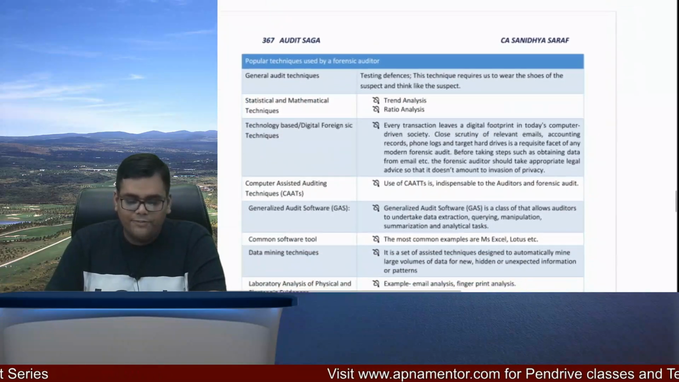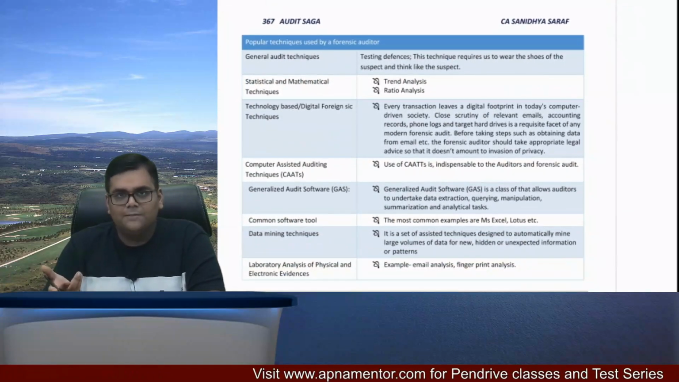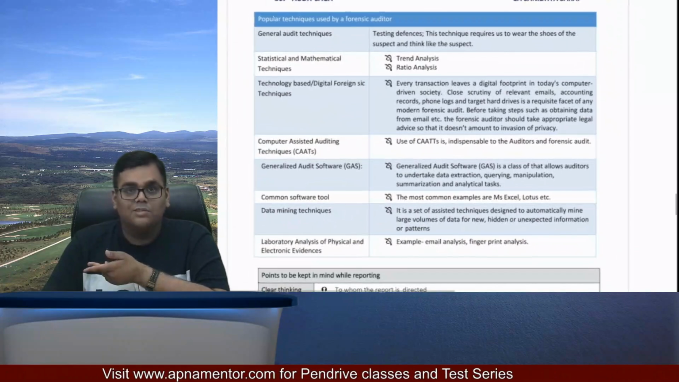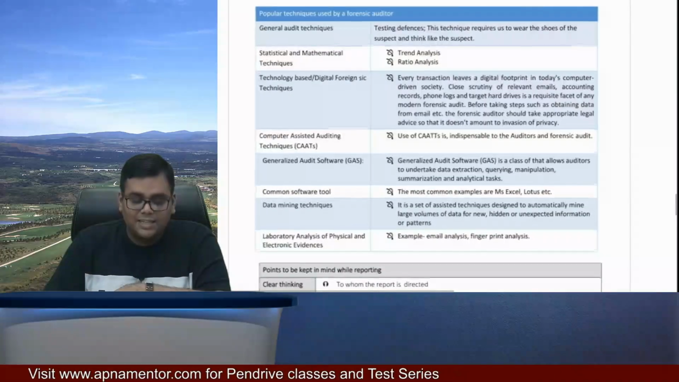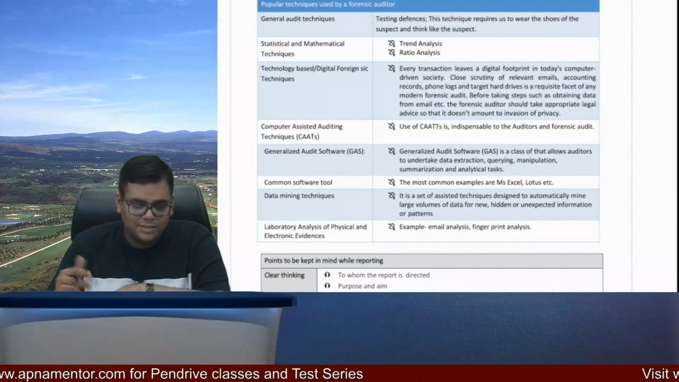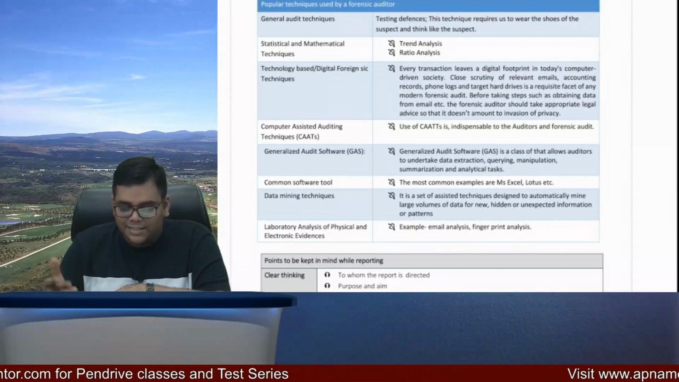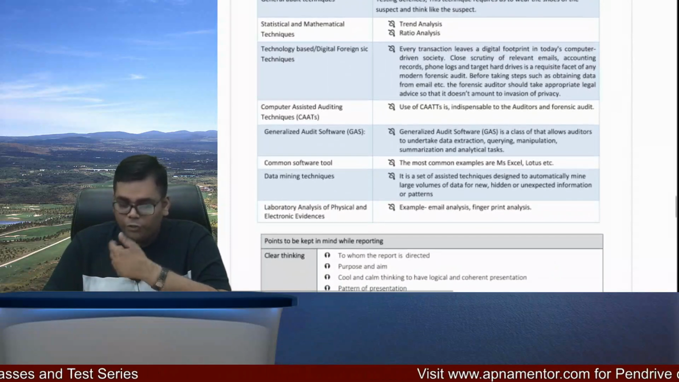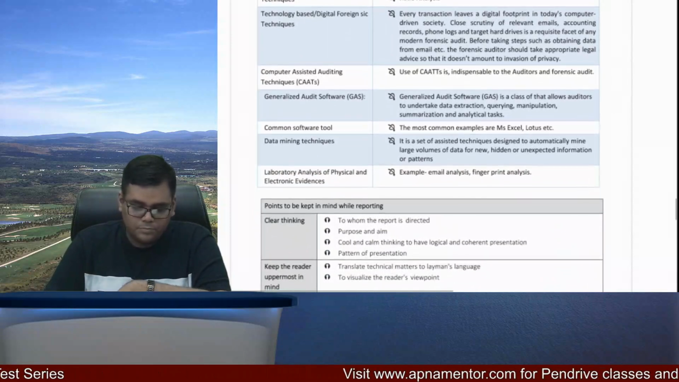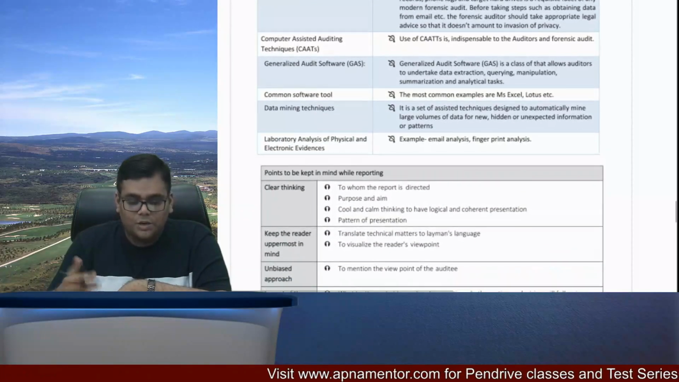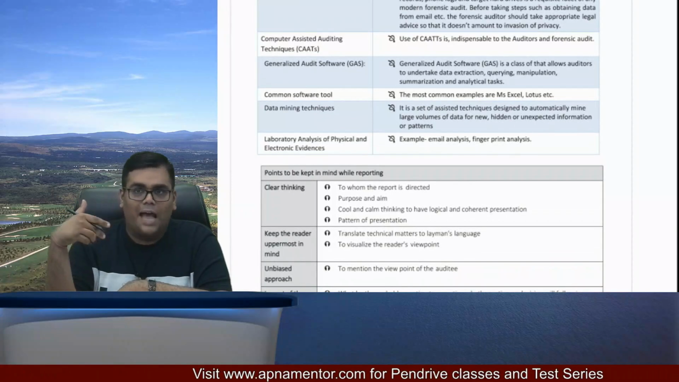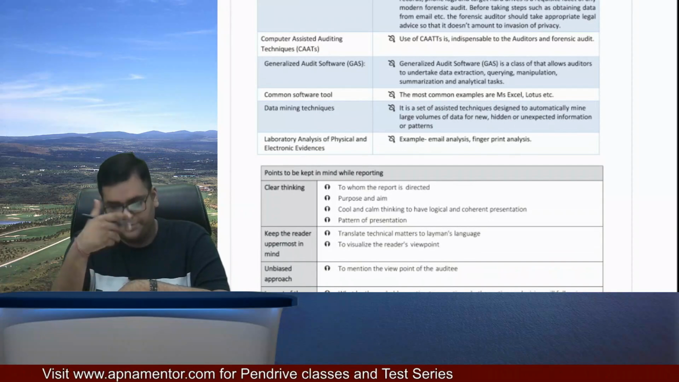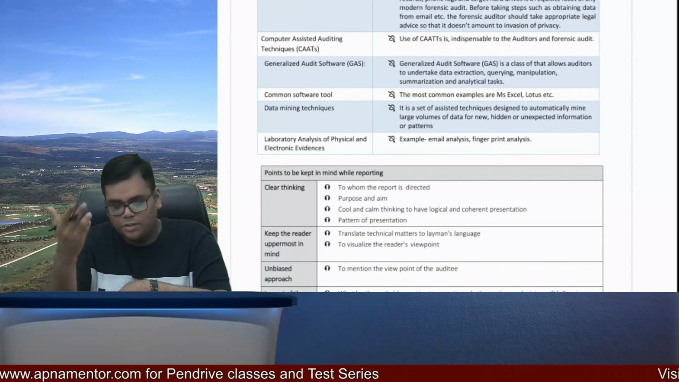Popular techniques used by forensic auditors: general audit techniques, right? General audit techniques. You have to step into the shoes of the suspect. Statistical and mathematical techniques, that is trend analysis, ratio analysis. Technology based techniques, for example, close scrutiny of relevant mails, accounting records, phone logs, hard drives. Computer assisted auditing techniques, using CAT. As a normal auditor also we use the CAT technique, and as a forensic auditor also they use the CAT technique. Using the generalized auditing softwares.